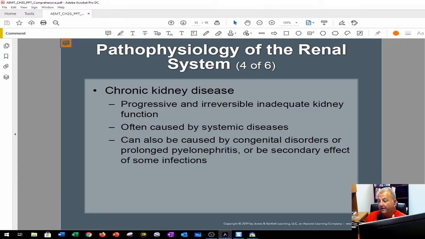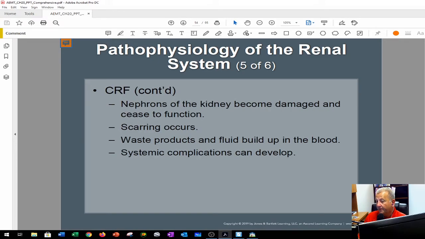Then we have chronic kidney disease. This is probably the one that you can associate with diabetes and hypertension. This can be brought on by certain types of disorders, like strep throat. Pretty interesting.